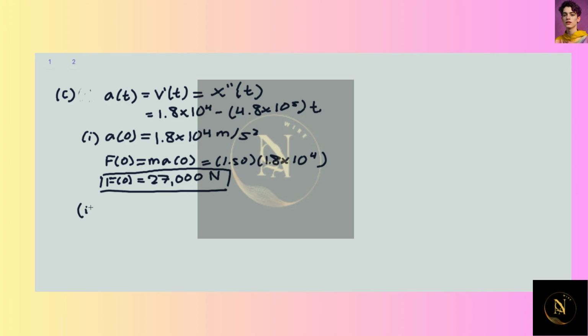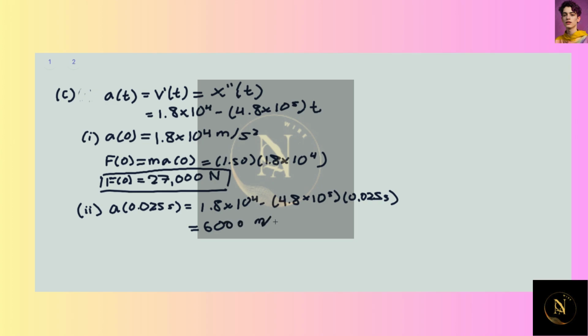So, as you might have guessed, in part 2, we're going to take a look at the flip side and see what the acceleration is at the very end of the barrel, just before the chicken emerges. So we're going to need our friend 25 milliseconds one more time. Plug that into the expression we found earlier, which was 1.8 times 10 to the 4th minus 4.8 times 10 to the 5th times the time, and numerically we get 6,000 meters per square second.